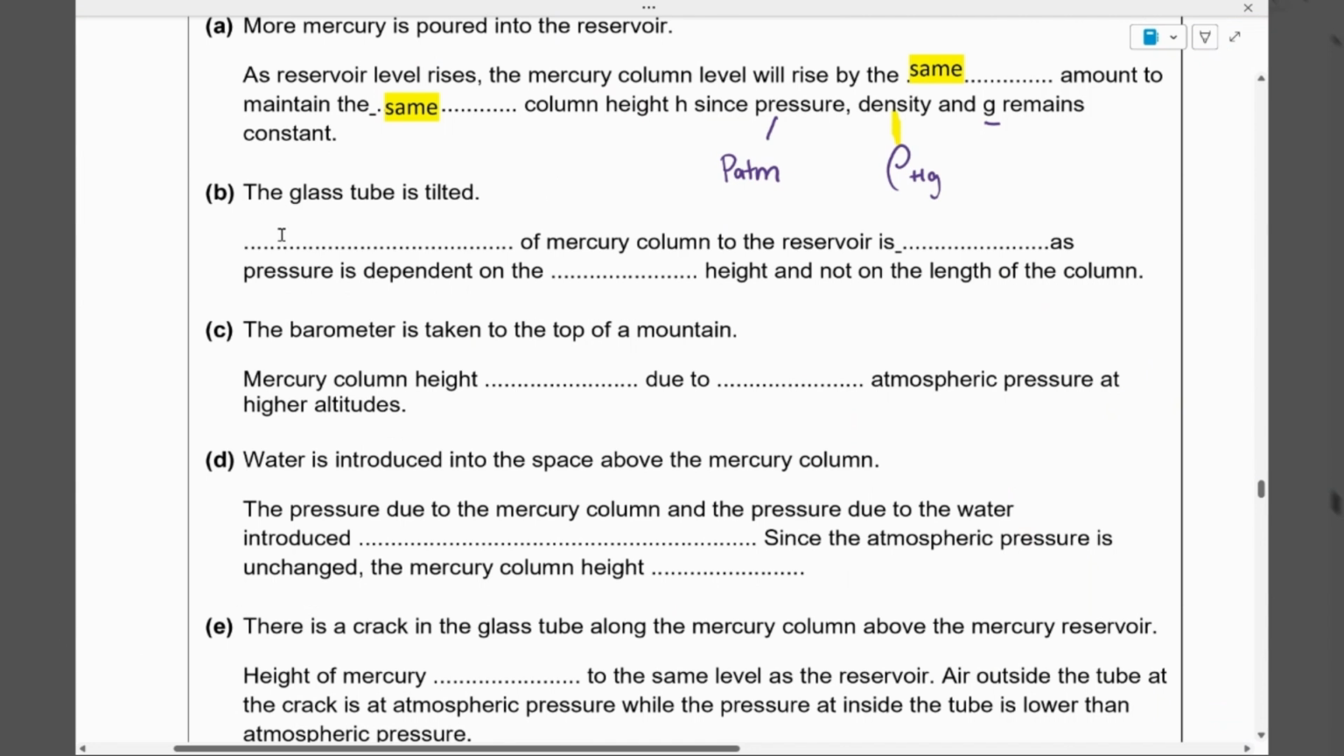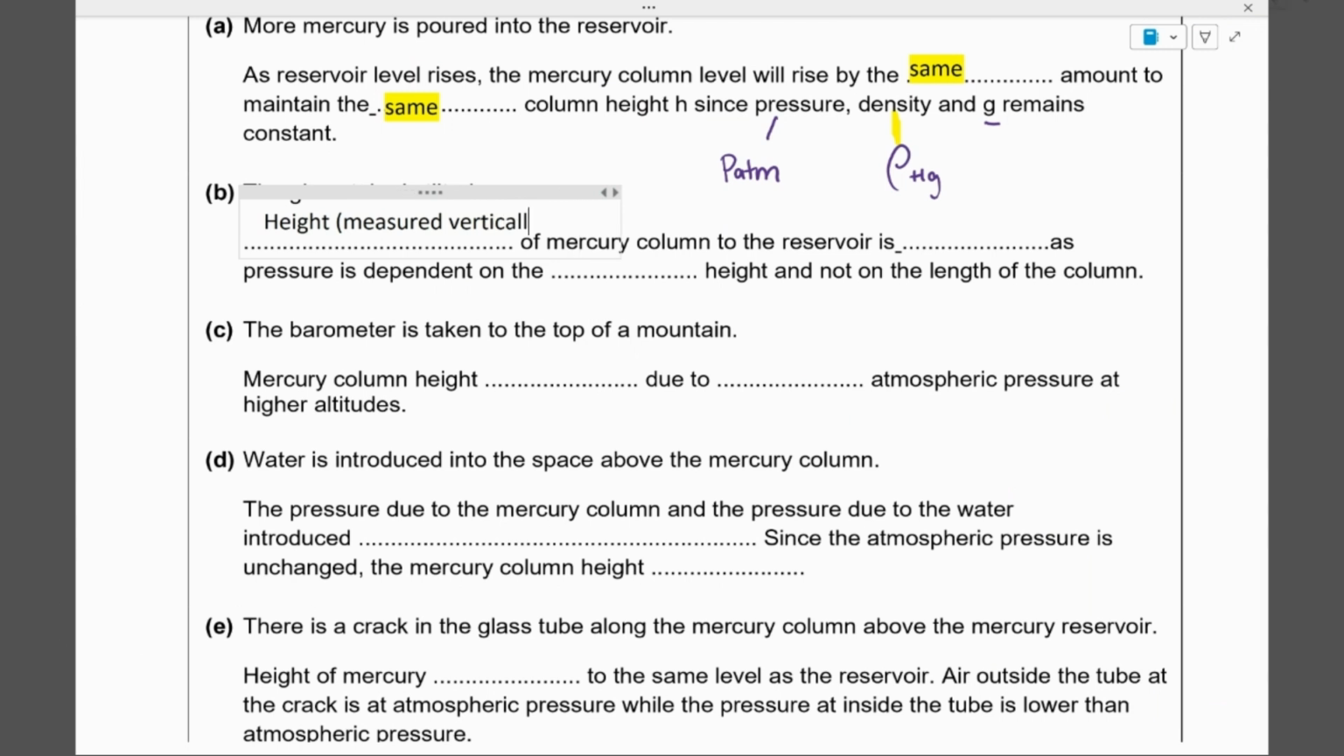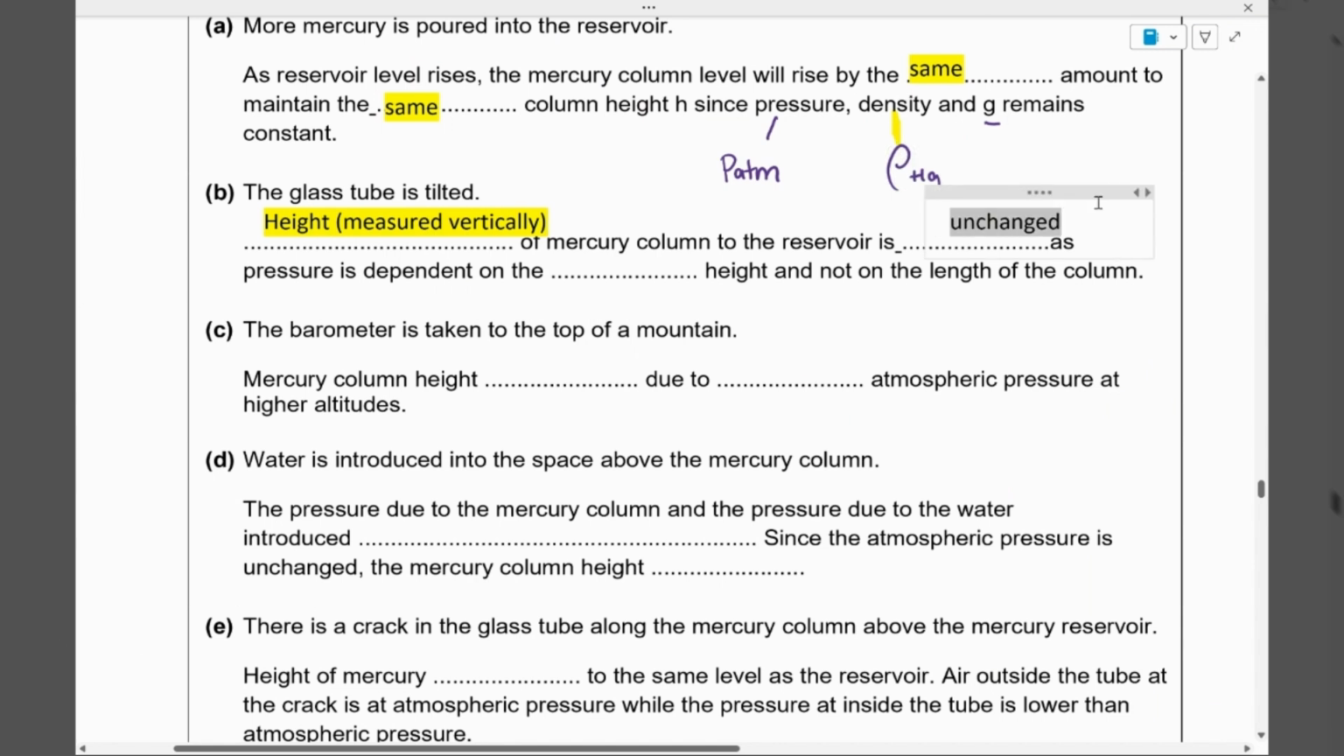So as the glass tube is tilted, the height, gentle reminder, measured vertically, of your mercury column remains the same, or is unchanged. Okay, why is that so? Because we are looking at rho g h, where h is measured in the vertical direction.